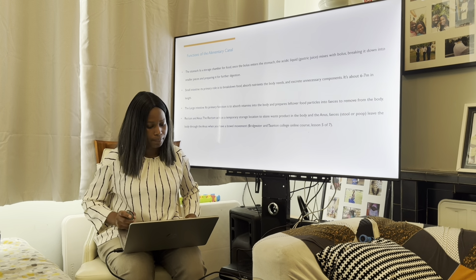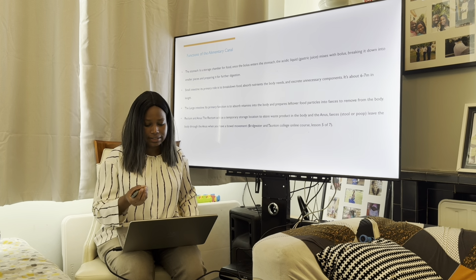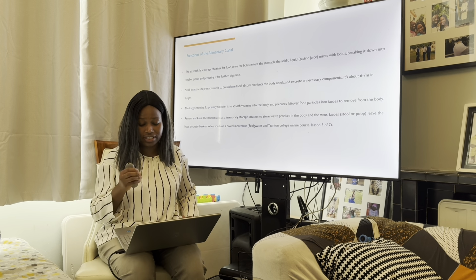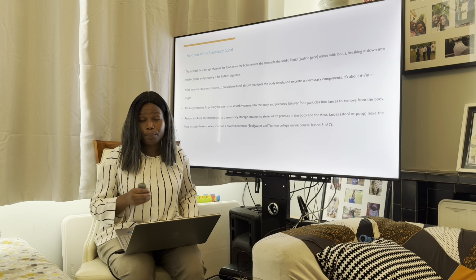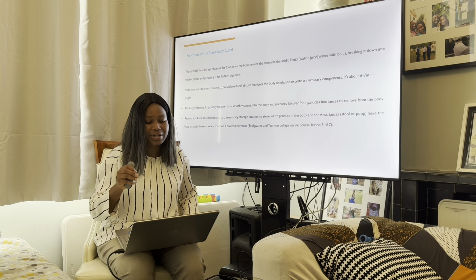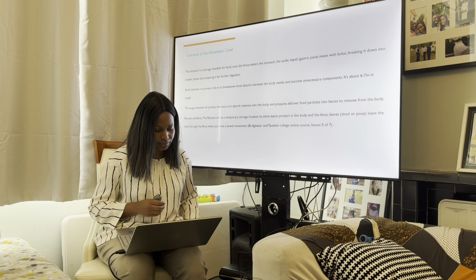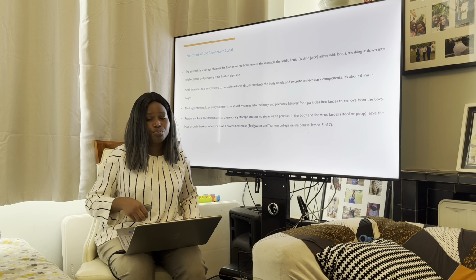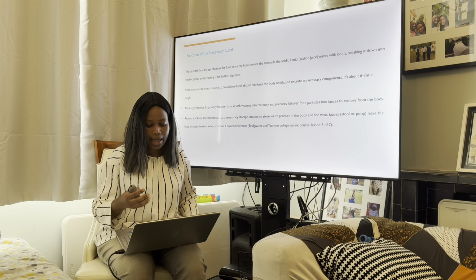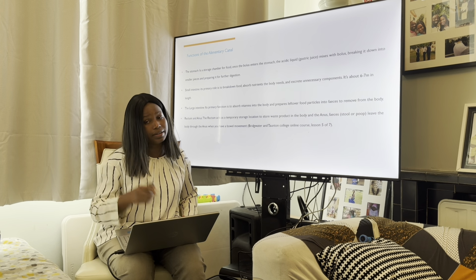The stomach is a storage chamber for food. So once the bolus enters the stomach, the acidic liquid, which is the gastric acid or the gastric juice, mixes with the bolus, breaking it down into smaller pieces and preparing it for further digestion. Small intestine: its primary role is to break food down, absorb nutrients the body needs, and excrete unnecessary components. And it's about 6 to 7 meters in length.